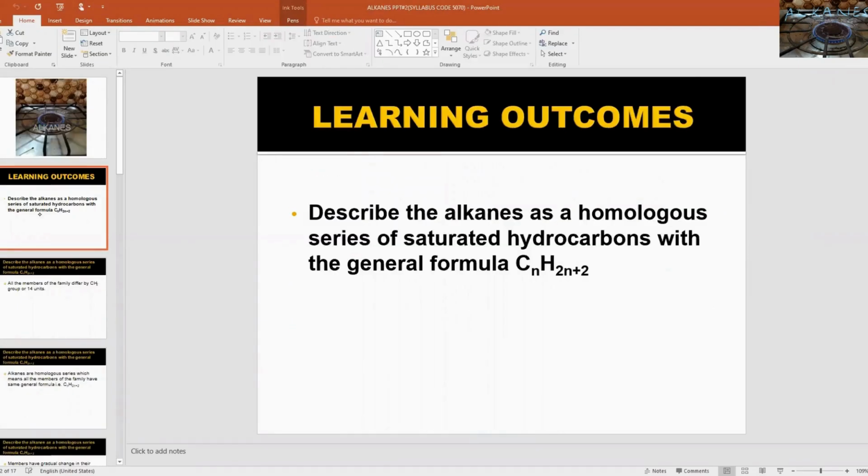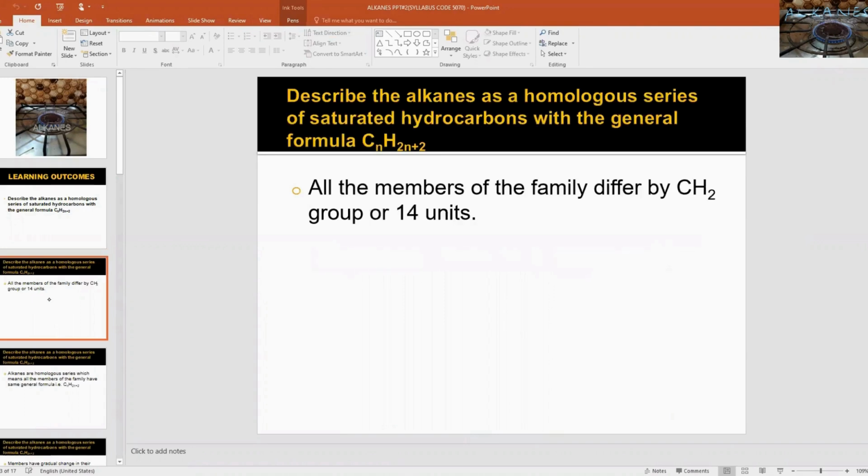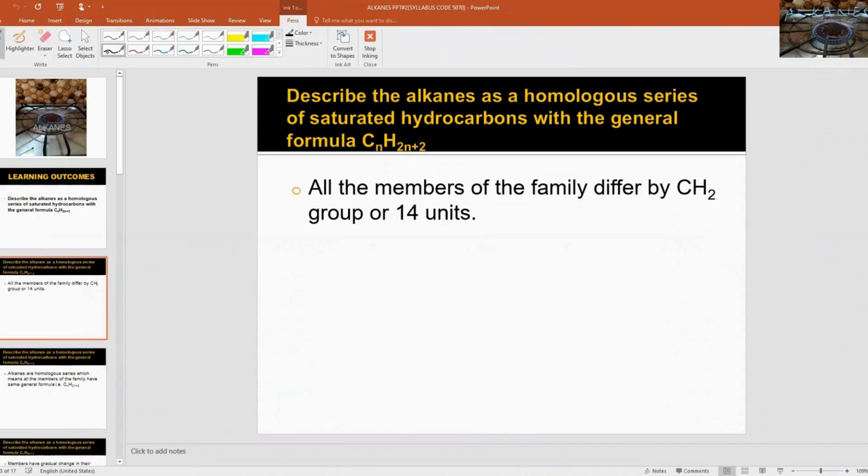The lesson will describe the alkanes as a homologous series of saturated hydrocarbons with the general formula CnH2n+2. First of all, I will talk about alkanes as a homologous series, which means all the members of the family differ by a CH2 group or 14 units. We can predict the formula of the next incoming members by simply adding CH2.